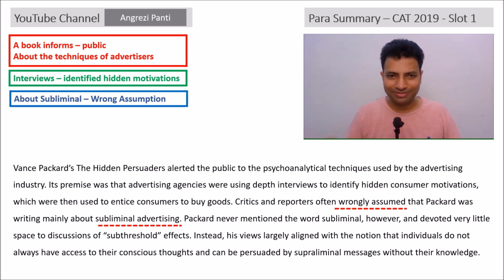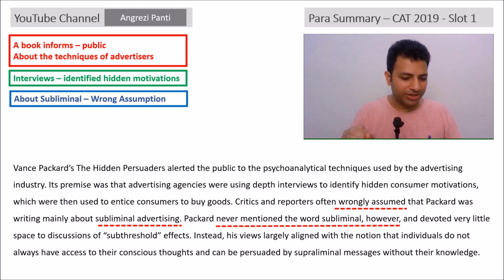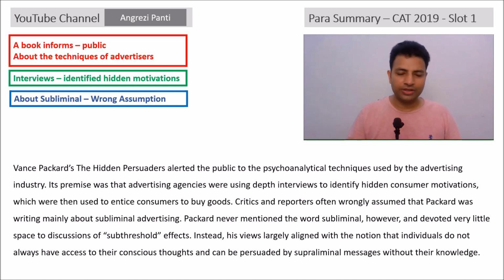All right, that's fine. Then Packard never mentioned the word subliminal. However, the author never mentioned the term subliminal and devoted very little space to discussions of subthreshold. So maybe we don't know what is subliminal, which is fine. For us, it is an X, Y, Z, theta, phi, whatever. Okay. And so all we know is critics thought he was talking about subliminal, but actually, no, he wasn't. So the assumption was wrong. We've mentioned that point. That's it.